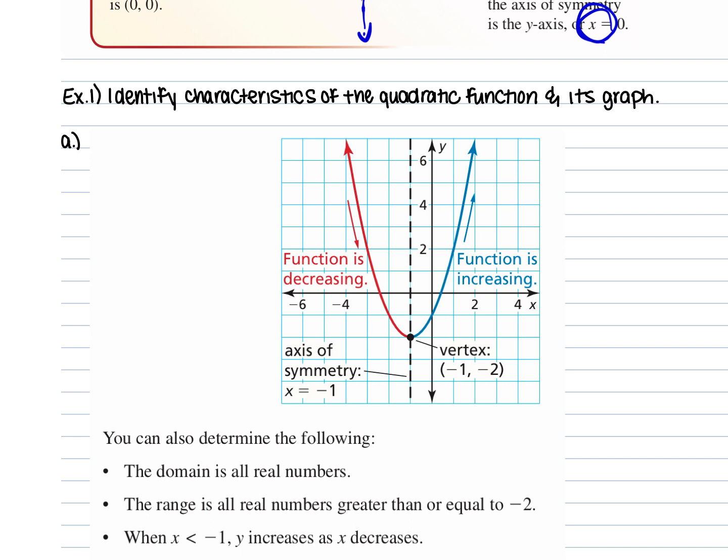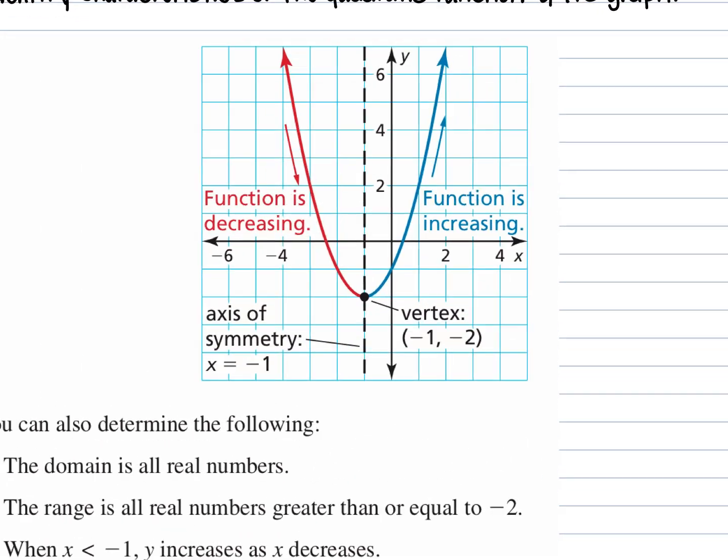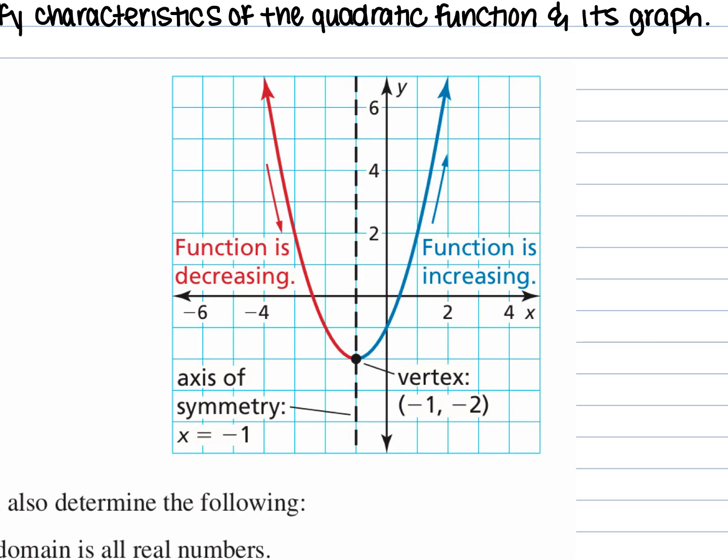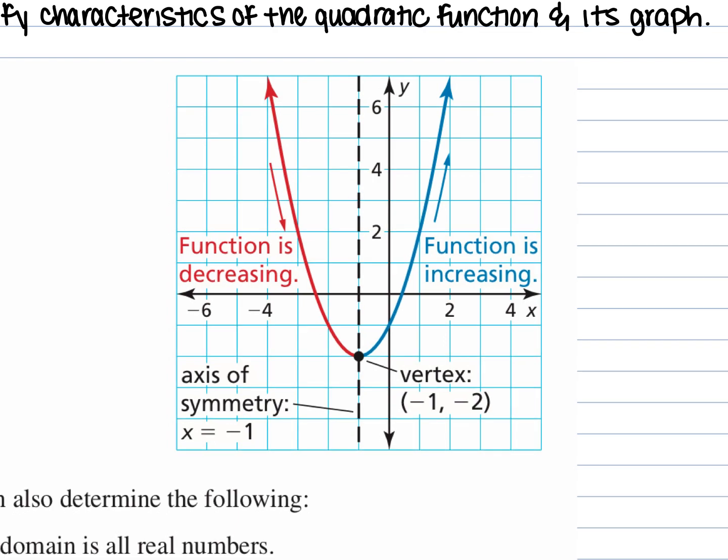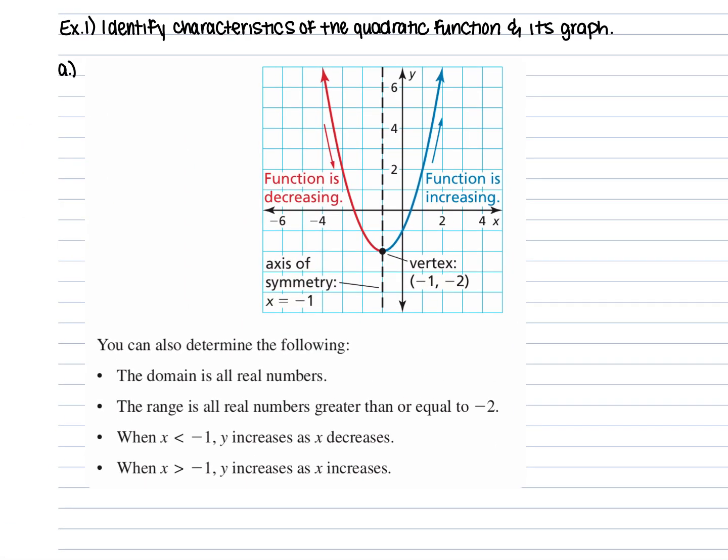In example A, it says identify the characteristics of the quadratic function and its graph. Here it's already done for us. We're going to be given the parabola. It tells us that our function is decreasing on the left side. We can tell if it's increasing or decreasing. If you are reading a graph, we read it just like we read words, from left to right. You read a sentence going from left to right. So we read our graph going from left to right.